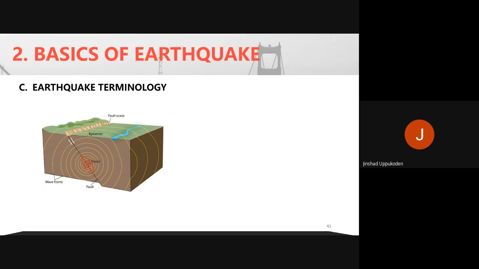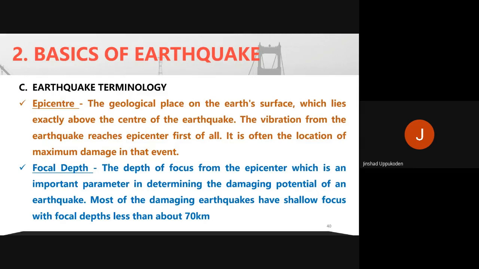Now epicenter is the point directly above the focus on the surface of the earth. The geological place on the surface of the earth which lies exactly above the center of the earthquake, means exactly above the focus, that is called epicenter. In most cases the waves reach the epicenter first, and hence the epicenter is where the maximum damage usually occurs, because the greatest amount of seismic waves will come to the epicenter.